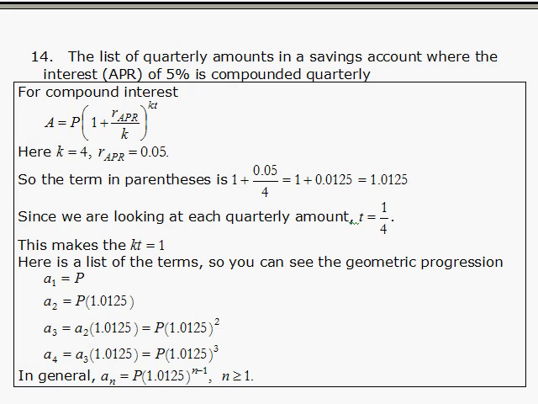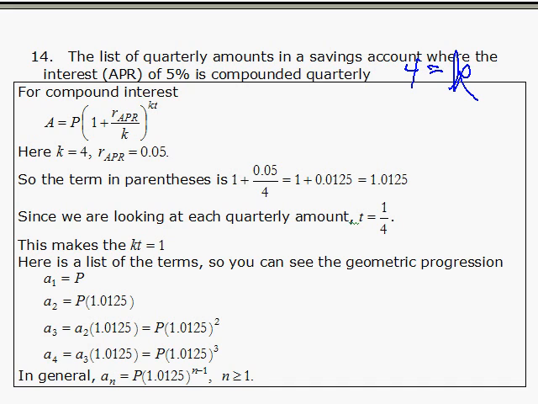This is the expression for compound interest. A is the amount in the account, P is the principal, and it's 1 plus the annual percentage rate written as a decimal divided by the number of times per year the interest is compounded. If it's compounded quarterly, then it's compounded 4 times a year. So that's your value for K.